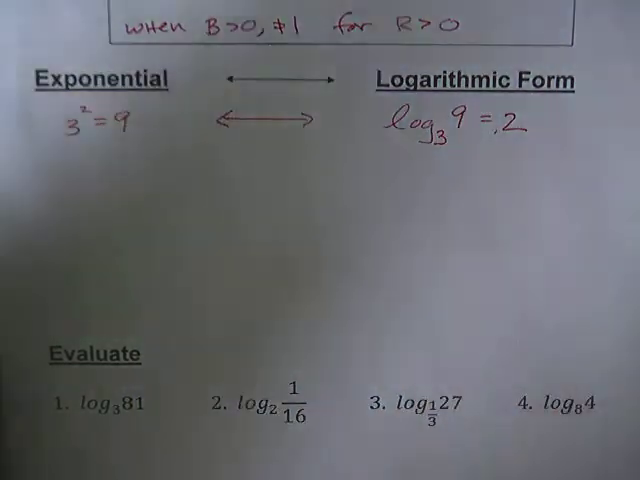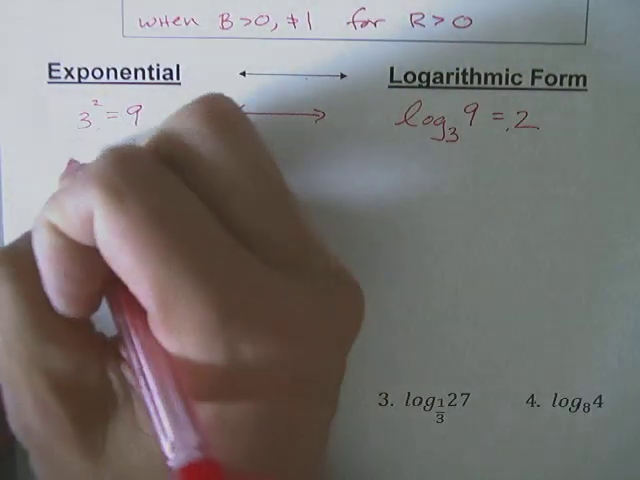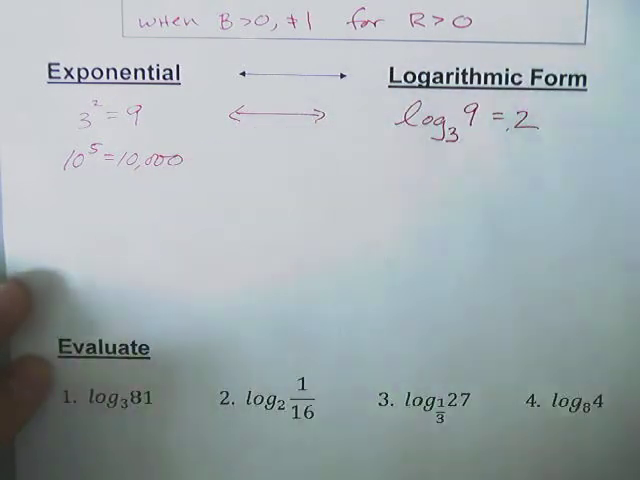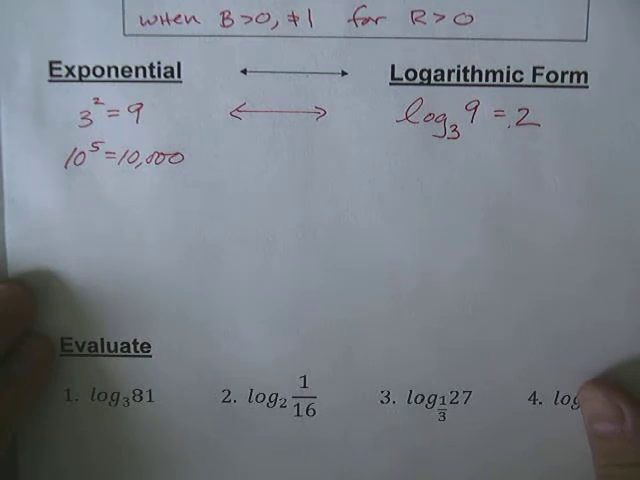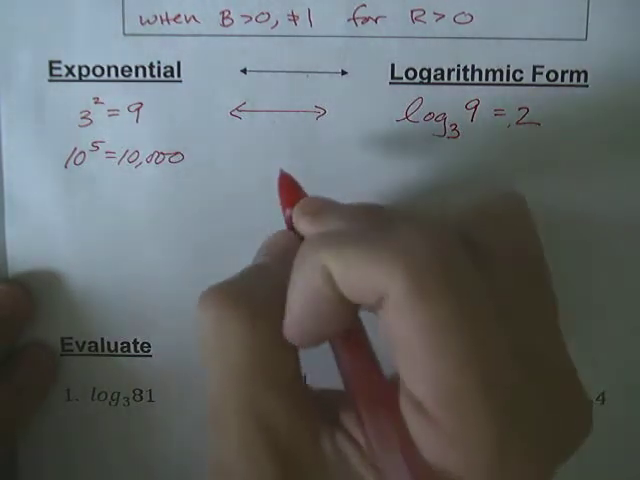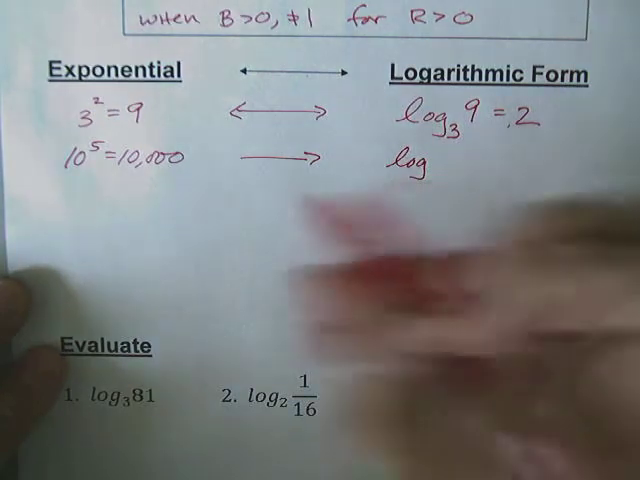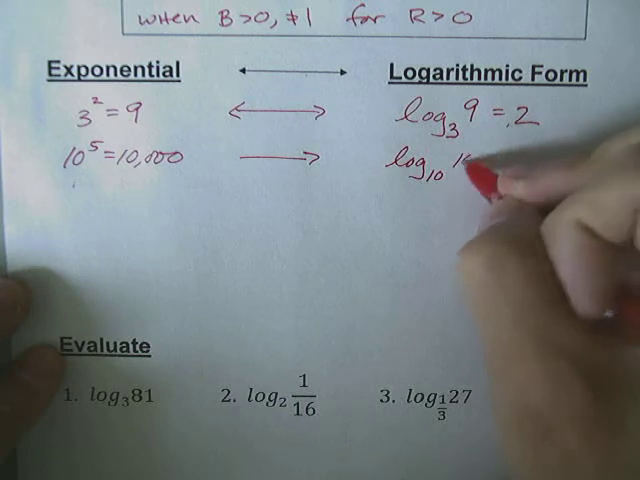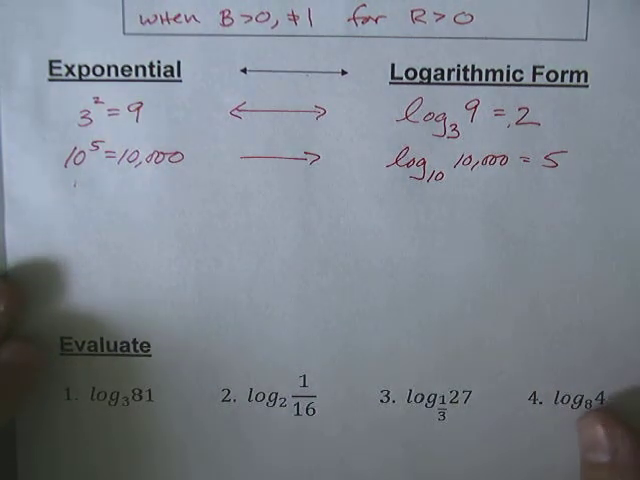And like I said, I know you don't know what we're doing there, or what the real meaning behind that is, but that's okay. We're going to get there. Let's do this one. Okay, so 10 to the 5th equals 10,000. So you're going to change it to log form. Log, the 10 drops down, and these two numbers switch.